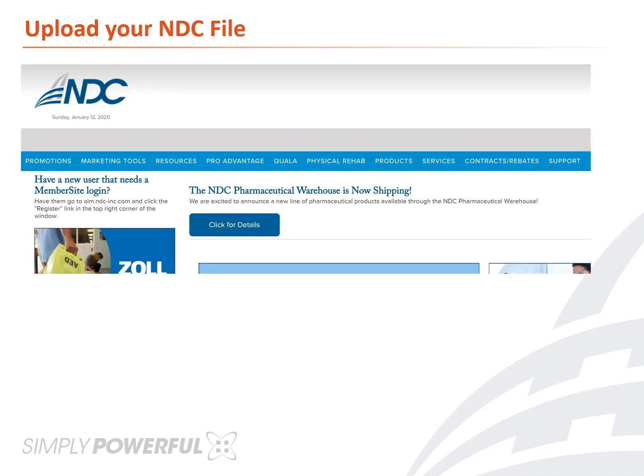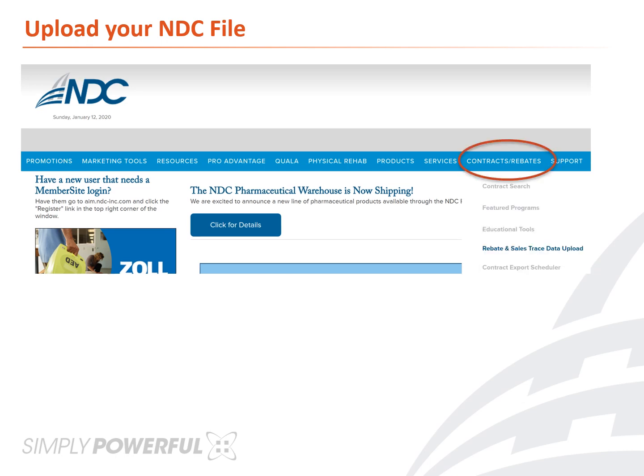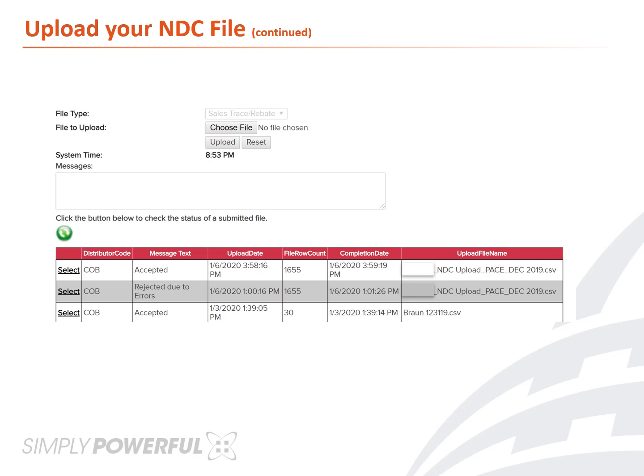Now, let's look at how to upload your file on the NDC member site. Under the Contracts and Rebates tab, click on the Rebate and Sales Trace Data Upload. On the next screen, you want to click on Choose File. Find the location where you've saved your report on your computer, and then click Upload. You will see your file being processed in the box below. Wait and make sure that your file has been accepted.